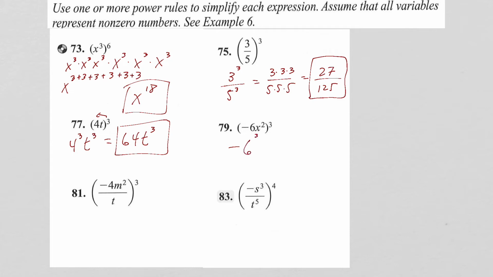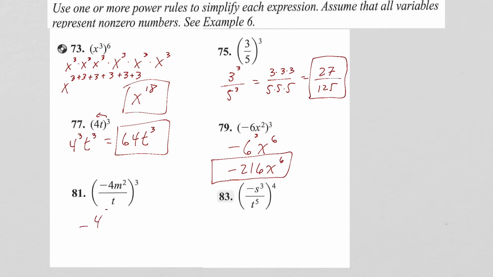6 to the third power, x to the 2 times 3 is to the 6th power. And then we're going to simplify this. 6 times 6 is 36, times yet another 6 is 216. So again, this negative is going to remain negative because we're multiplying it by itself an odd number of times. If this were even, that would go away. So we're going to end up with a negative.